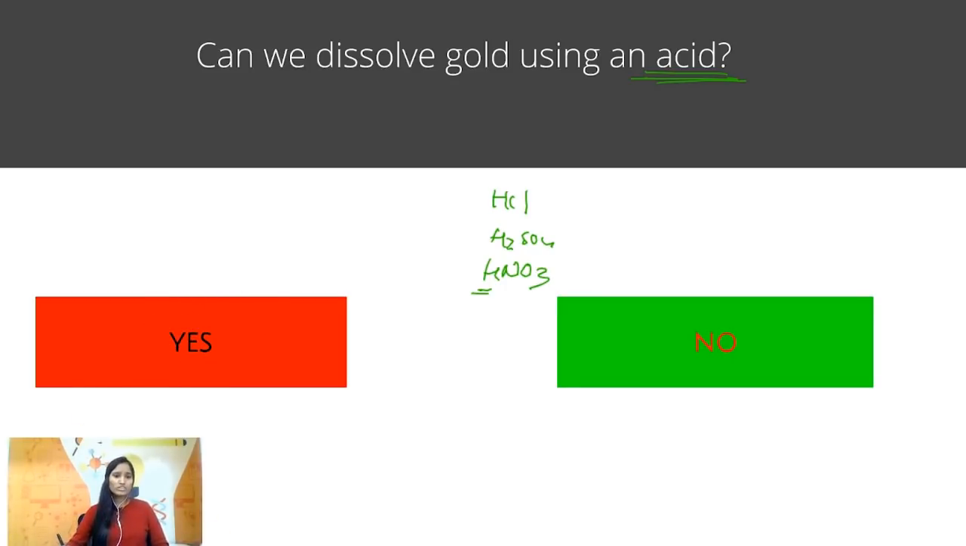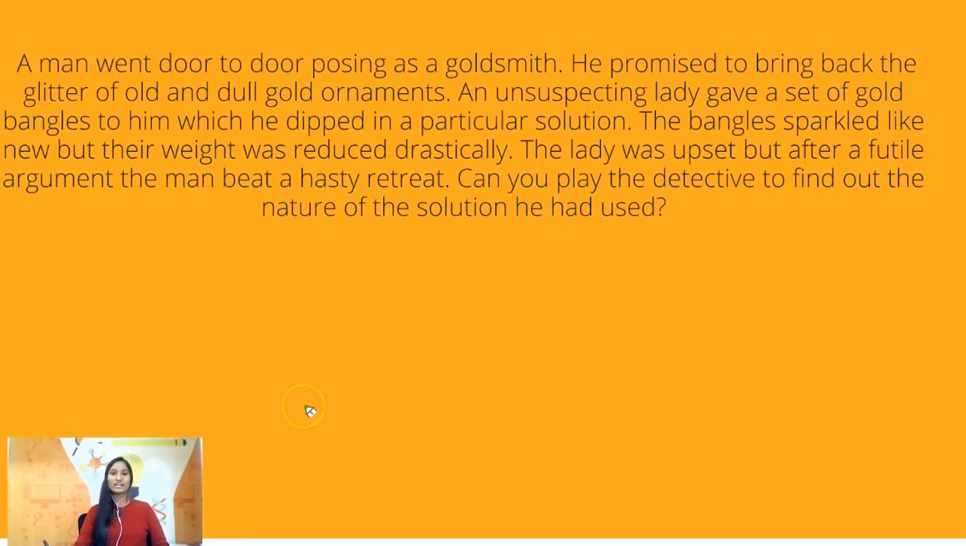But then what is this goldsmith using? Is it magic? It's not magic, it's chemistry again. He is using a mixture of acids. I said one acid cannot dissolve gold, but a mixture of acids can. And which mixture of acids is he using? He is using a mixture of acids in a 1:3 ratio of HNO3 and HCl in concentrated forms. One part of HNO3 and three parts of HCl in concentrated form.